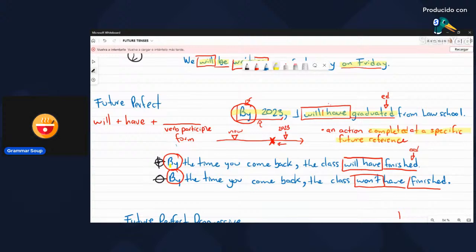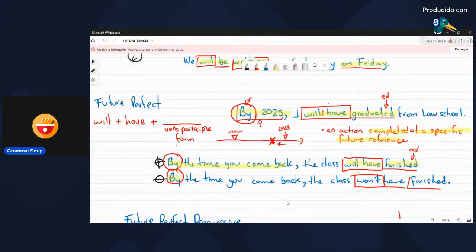Something else we mentioned before is that in order for the future perfect to give a time reference, we use the by form. Yes, by the time you come back. Yes, this is a time clause. The class will have finished. So you can see here, before you come back, the class will have finished. So it will be really late for you to enter.